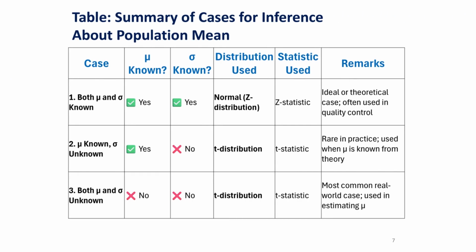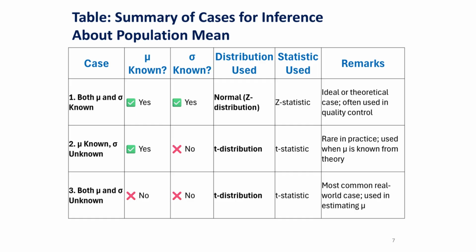The table summarizes the three main scenarios encountered when making statistical inferences about a population mean using sample data. When both the population mean, mu, and standard deviation, sigma, are known, we use the normal, z, distribution. This is a theoretical or ideal case, often used in controlled environments like quality control. When mu is known but sigma is unknown, we estimate the standard deviation from the sample and use the t-distribution. This situation is less common but still valid, especially in experimental settings with a known target mean. When both mu and sigma are unknown, which is the most common in real-world statistics, both are estimated from the sample, and the t-distribution is used to account for the additional uncertainty.